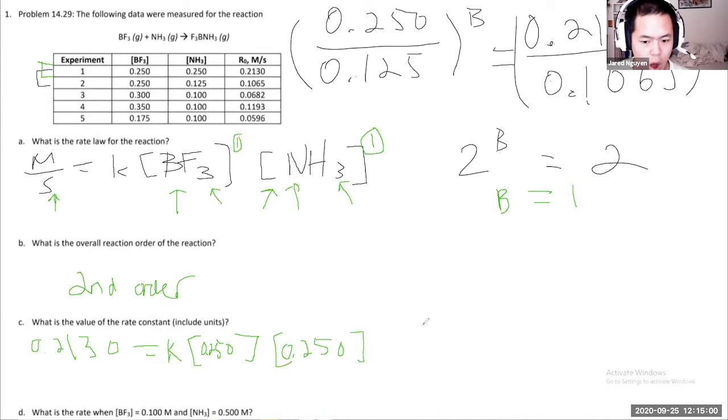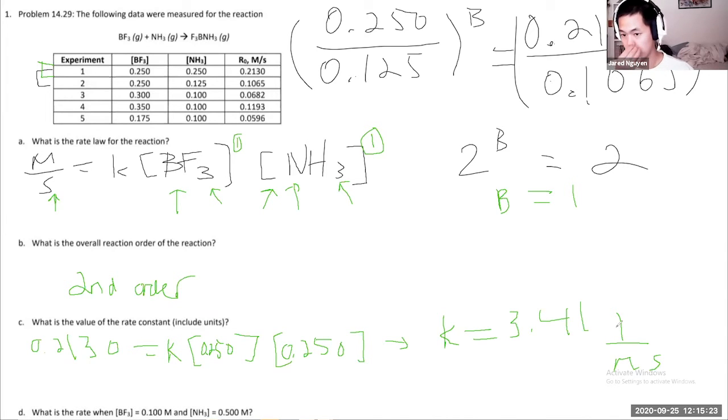Right? Now, all we need to do is k is equal to, and since we solved for the units earlier, we know it's 1 over ms, right? So now all you need to do is go 0.2130 divided by 0.250 squared, right? Because there's two of them right here. And that gives me a rate constant of 3.41 over ms, okay?